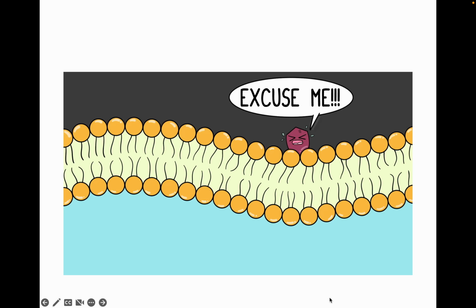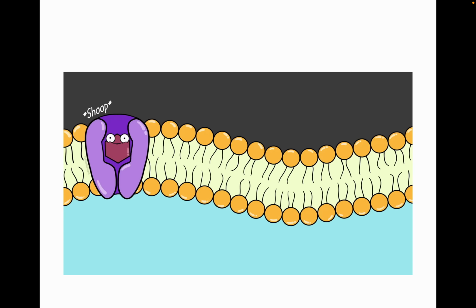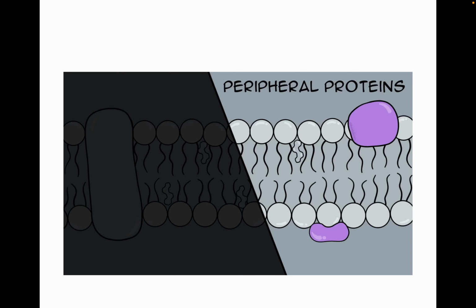The glucose molecules are too big and polar. But your cells need glucose to survive, to make ATP, and they rely on integral proteins to get it. Peripheral proteins tend to be more loosely attached, since they're generally not stuck in the membrane.